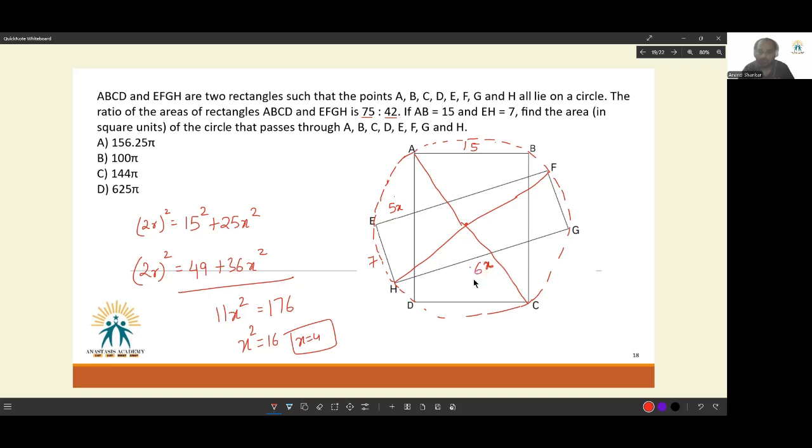Which means this is 24. Which means this is 20. Which means the diameter is 25. If the diameter is 25, radius is 25 by 2. So the area of the circle will be pi 25 by 2 whole square, which is pi 625 by 4, which is equal to 156.25 pi. So option A will be the right answer.